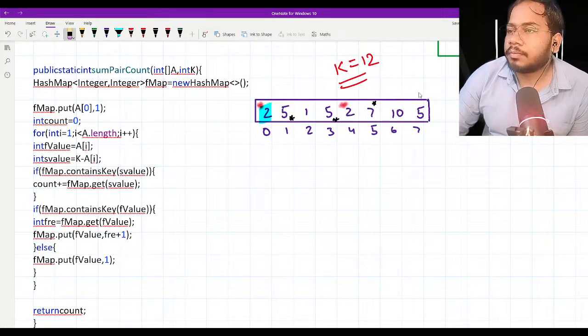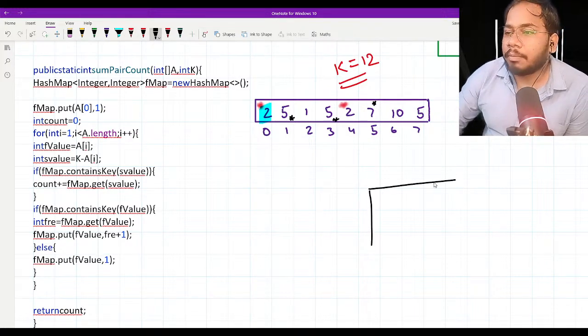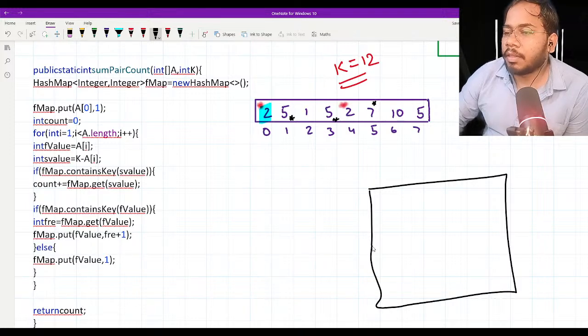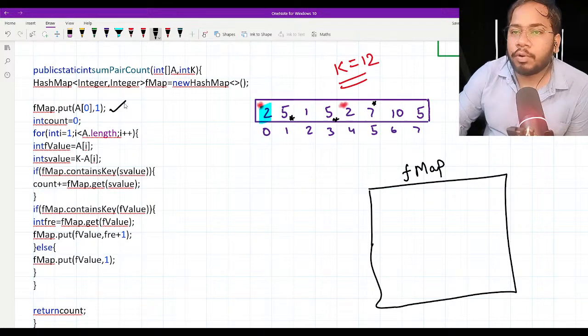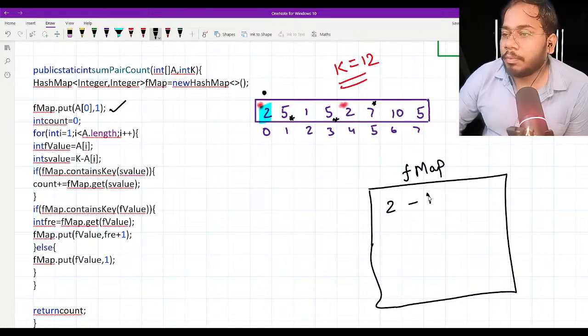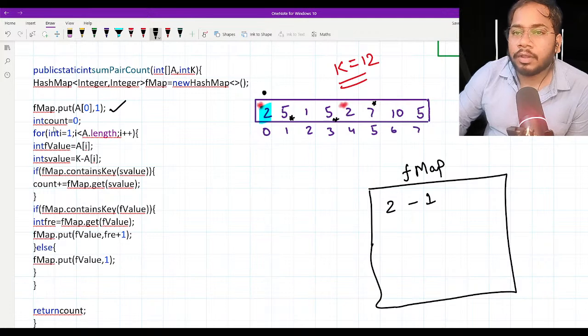Start. We will go a little fast this time, okay? So initially we have this frequency map. In that, initially put the zeroth element with frequency 1. So 2 is kept with frequency 1. Done. And we have one count whose value is 0 initially. We will go inside this for loop, with i starting at 1.